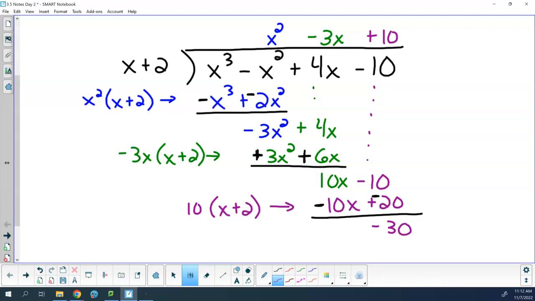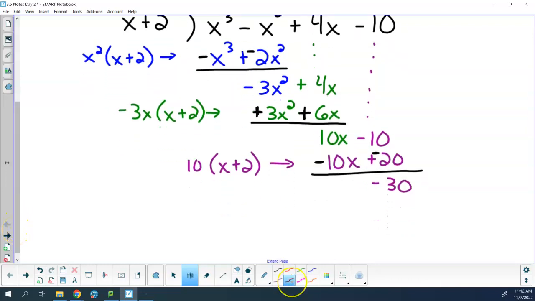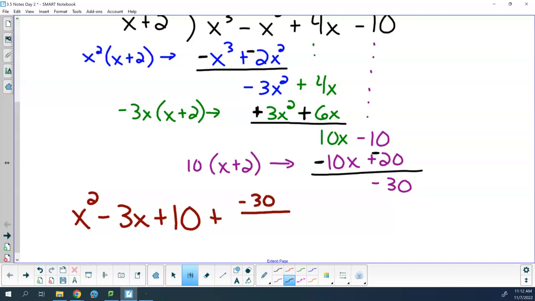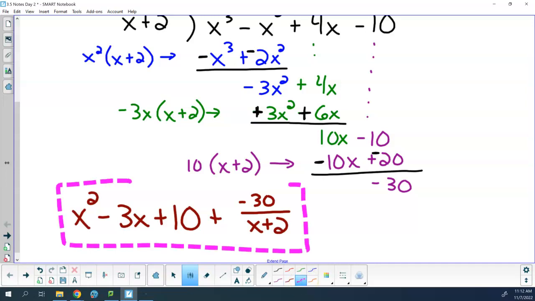So when it's all said and done, I get x squared minus 3x plus 10 plus the fraction negative 30 over x plus 2. Agree? Okay. Now, as I told you last week, Wednesday, when we last met, sometimes there's an easier way. And that's true, there is. This way, long division, always works, which is why we had to learn it.